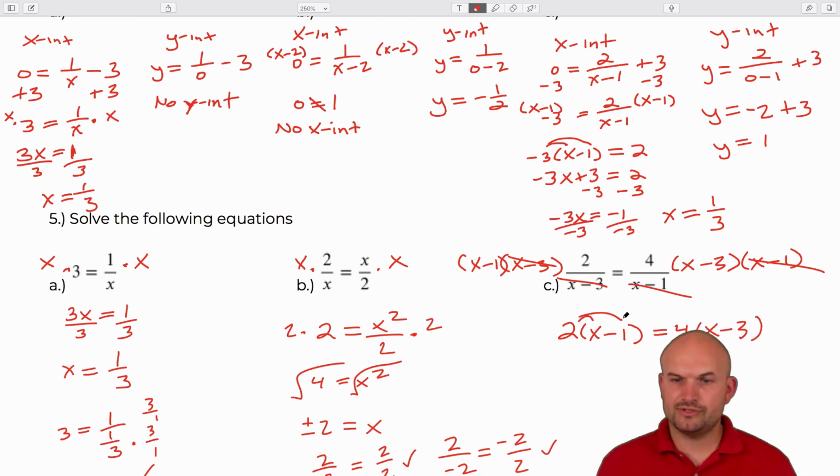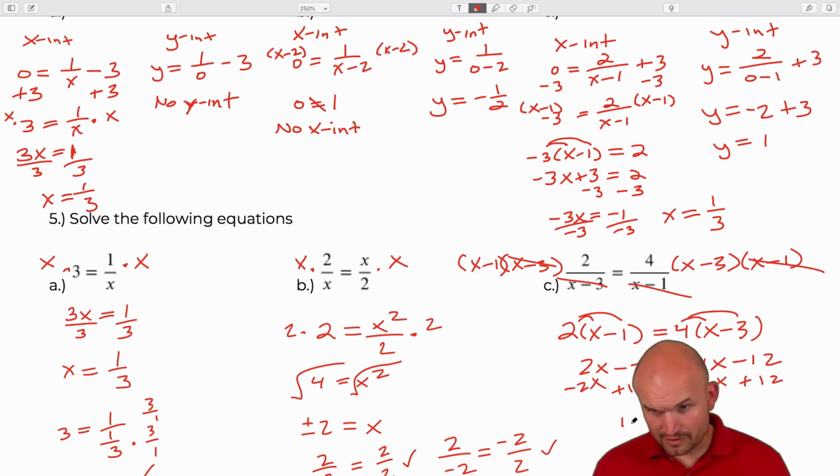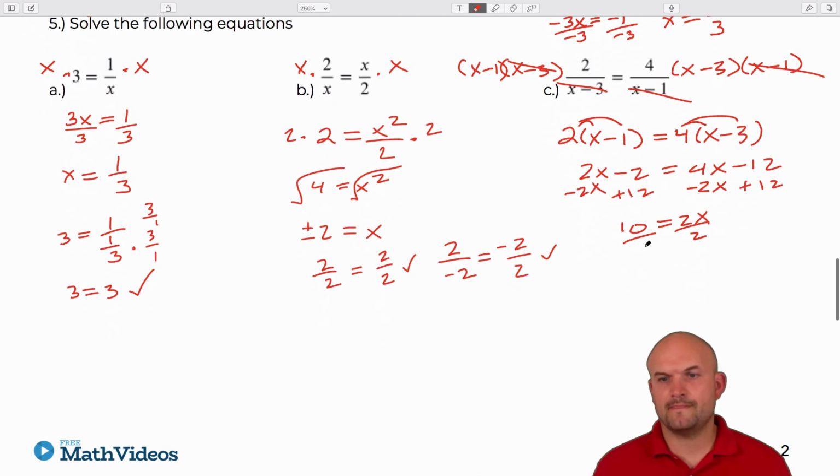Now, again, I'm just going to apply the distributive property here, and I get 2x minus 2 equals 4x minus 12. Now, I'm just going to go ahead and combine like terms. Minus 2x, minus 2x. And therefore, it looks like 10 is equal to 2x, divided by 2, divided by 2. And we could say x is equal to 5.